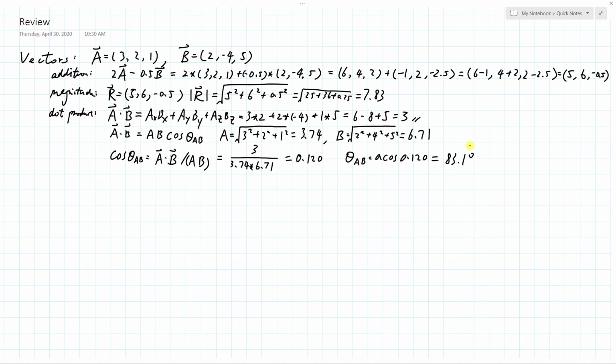So the dot product is routinely used to calculate the angle between two vectors. Otherwise, it will be difficult to imagine what angles are between these components. So now let's do the cross product.